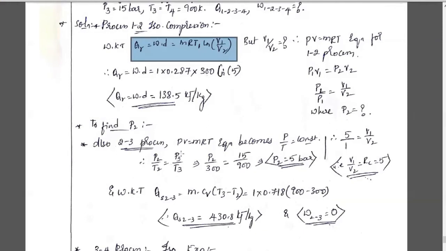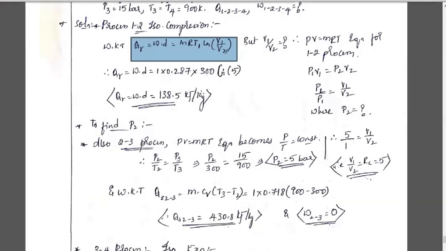So volume is constant. P divided by T: P2 by T2 is equal to P3 by T3. P3 is given, T3 is given, T2 is given. Substitute all, we get the P2 value. Once the P2 value is calculated, P2 and P1 are known. So P2 is 5 bar, P1 is 1 bar, so it is equal to V1 by V2. V1 by V2 you get as 5. Substitute 5 over here and you get all the values.